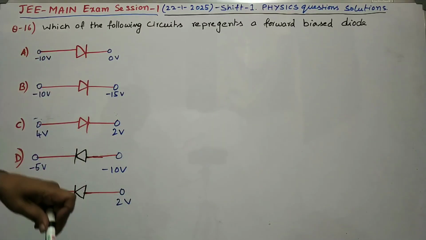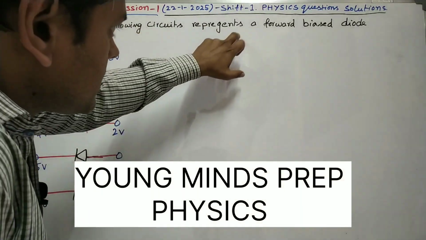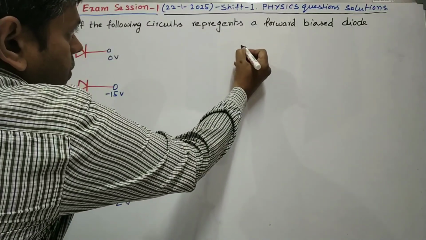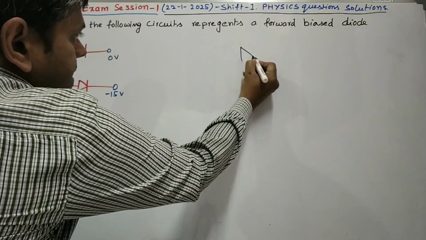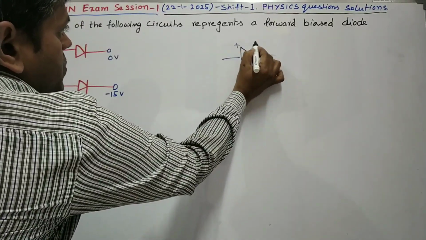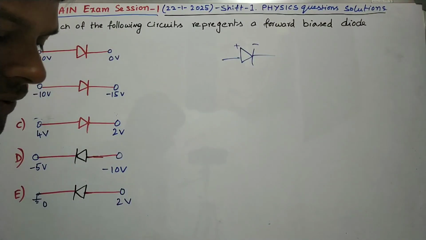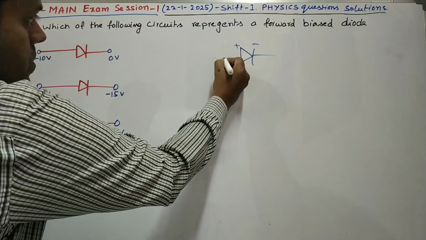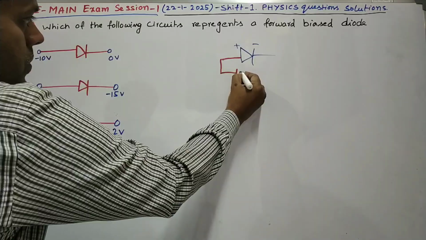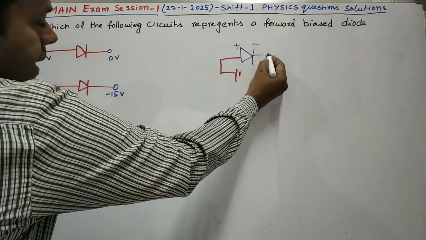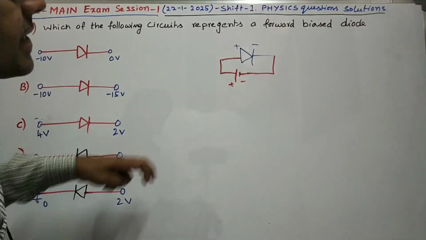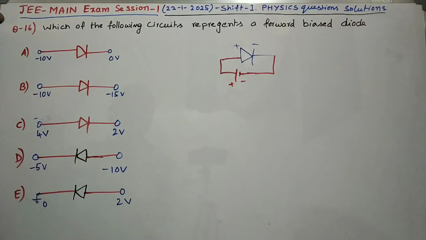The 16th question: which of the following circuits represents a forward bias diode? You know the forward bias diode. This is the circuit symbol of a PN junction diode, with a positive and a negative terminal. You should connect the positive terminal of a battery to the positive end of the diode, and the negative terminal of the battery to the negative end of the diode. Then we can say the diode is in forward bias condition.